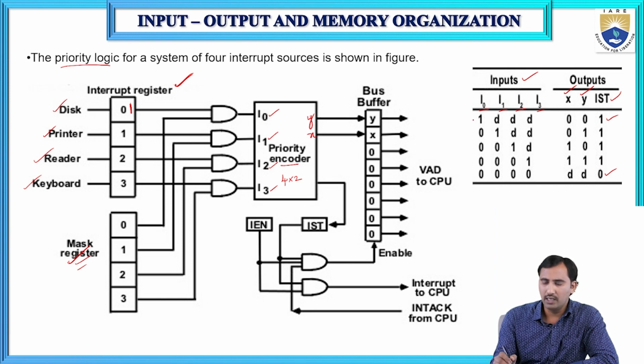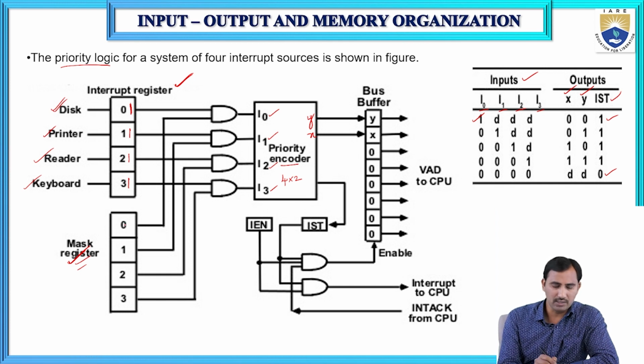So according to this, when the I0 interrupt occurs, that means the first device has generated an interrupt. Then that interrupt will be stored in the 0th bit of the interrupt register, and then applied to the AND gate. Suppose all devices generated interrupts, then it will store 1111. In this way, the value will be stored in the interrupt register. Similarly, the mask register: if you want to mask a particular value, then we can set the value accordingly.